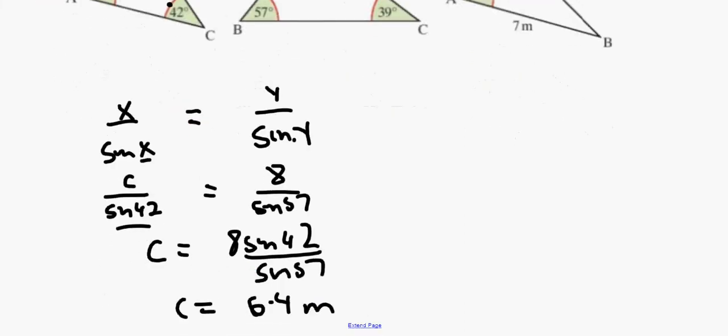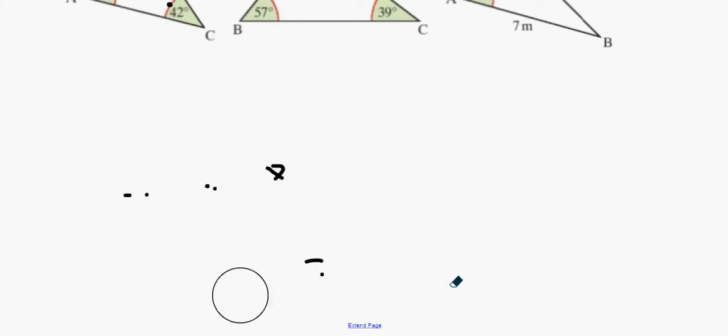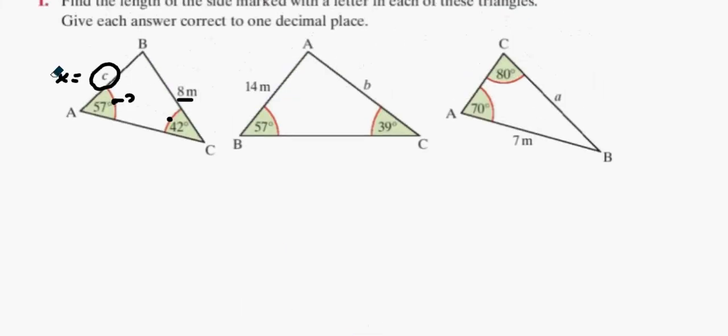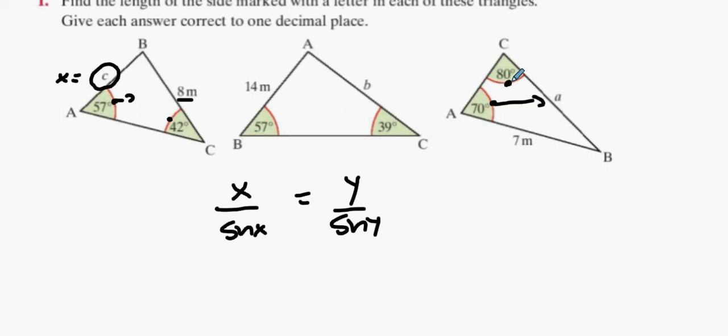Next one I'll do is part 3. Once again, I have X over sine X equals Y over sine Y. Now, 70 degrees looks at A, 80 degrees looks at 7. So here's what we can do.